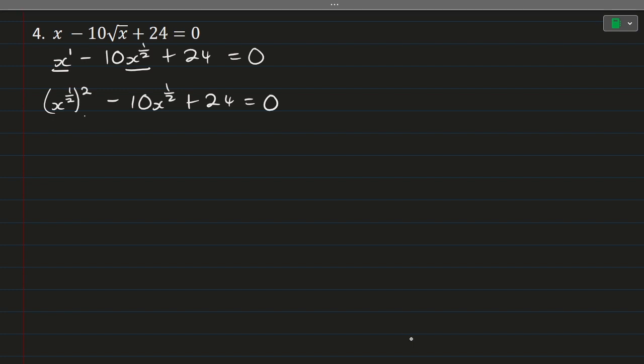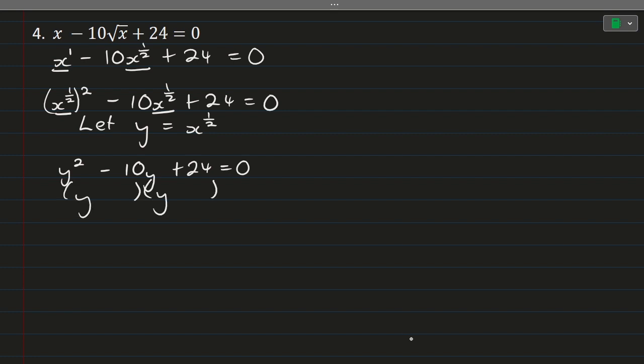Again, let's make our statement. Let y equal x to the half. Substitute x to the half with y. So it becomes y squared minus 10y plus 24 is equal to 0. Now let's factorize the quadratic. So that's -6, -4, y equals 4, and y equals 6.